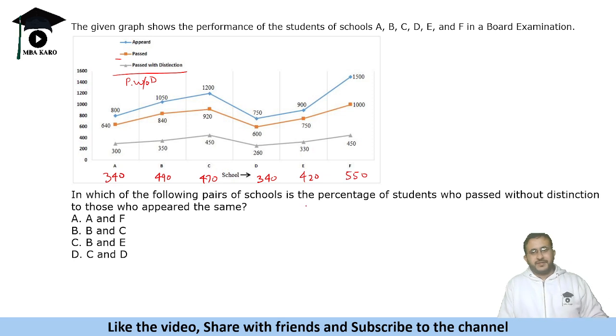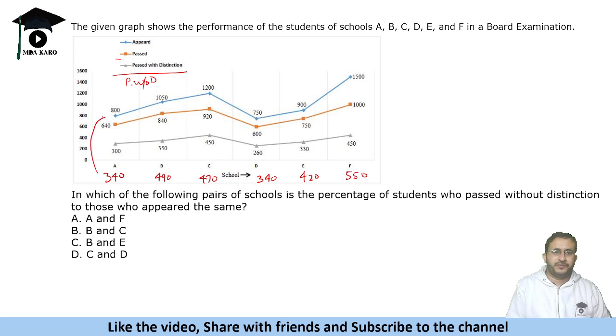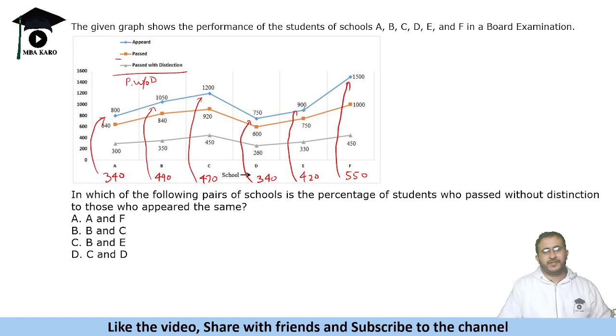It says the percentage of students who pass without distinction to those appeared in the examination same. So 340 by 800. This we need to divide by this. 490 by 1050. 470 by 1200. This by this. 420 by 900 and 550 by 1500. Okay. So it says that which of these is same.